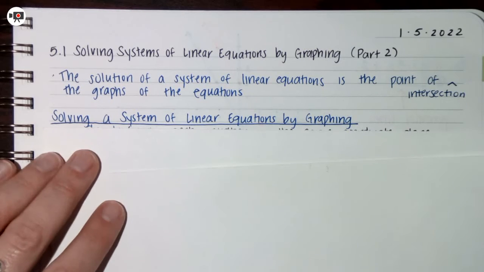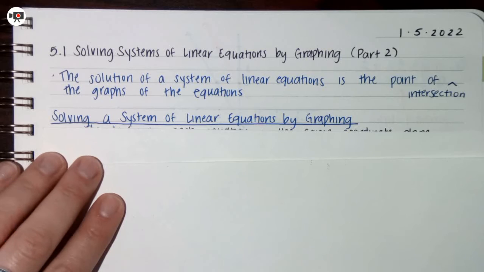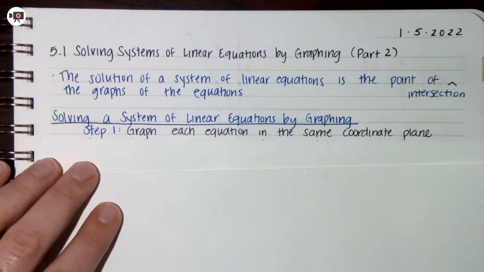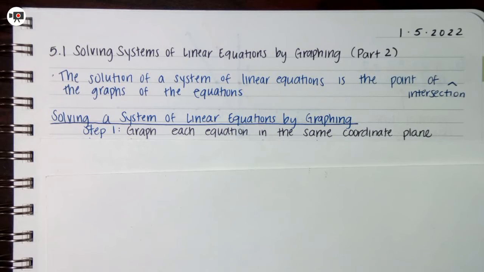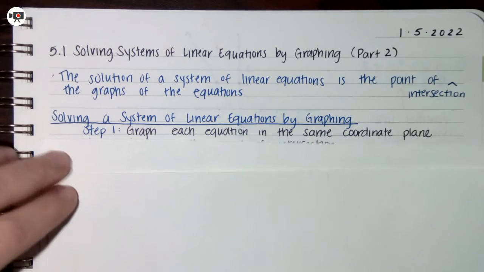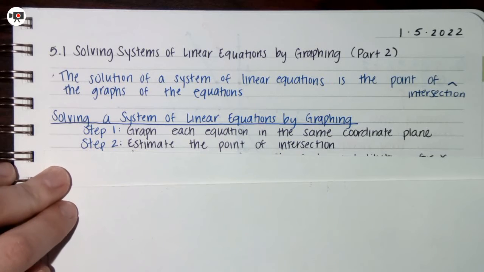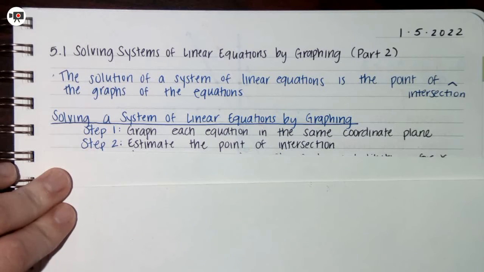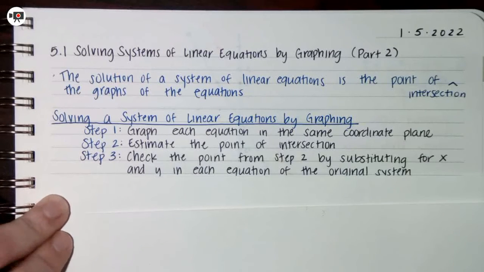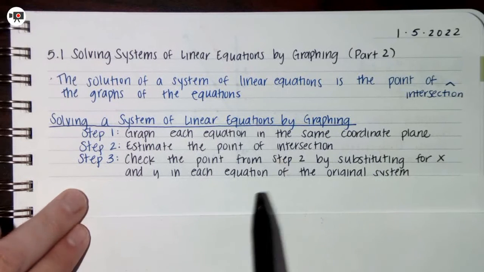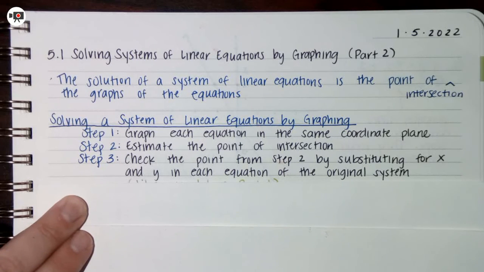So to solve a system of linear equations by graphing, we have a few steps to follow. First one is to graph both equations on the same coordinate plane. If I graph them separately, I cannot find where they intersect. Step 2 is to estimate the point of intersection. You say, it looks like they're crossing at the point 2, 7. Then you would take that point and check it by plugging it in for x and y into each original equation, just like we did in Part 1.